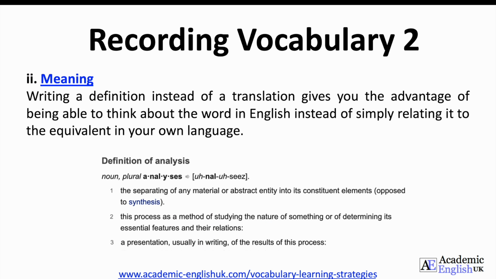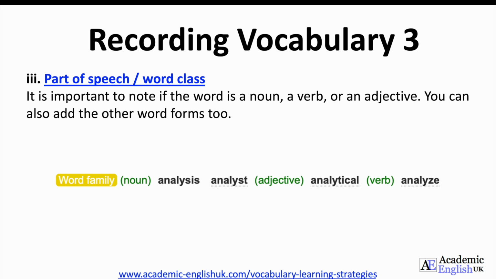Number 2, meaning. Writing a definition instead of a translation gives you the advantage of being able to think about the word in English instead of simply relating it to the equivalent in your own language. Number 3, part of speech, word class, word family. It is important to note down if the word is a noun, a verb, or an adjective. You can also add the other forms of the word too. What are its adjectives, its other nouns, its other verbs?